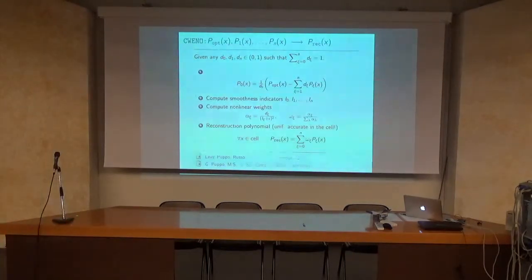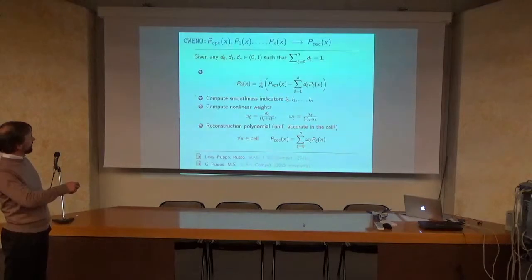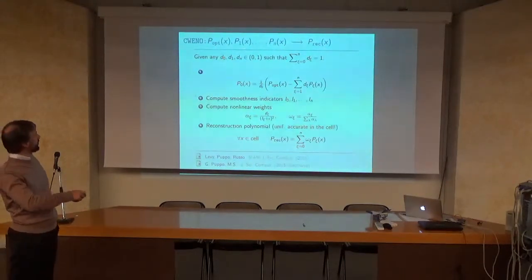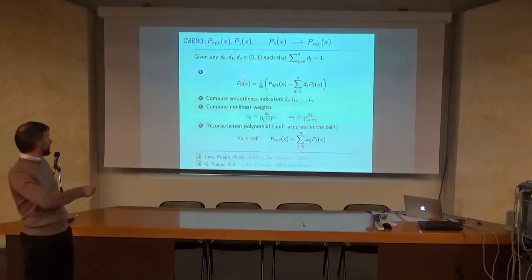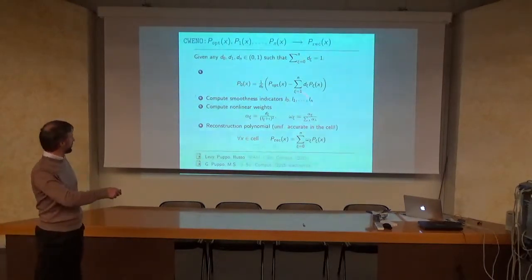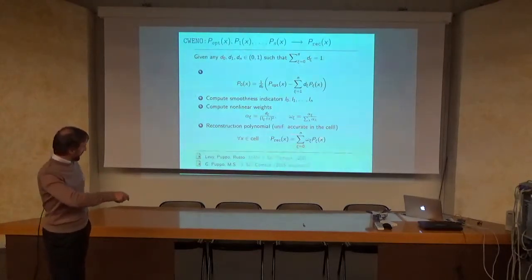Okay, so this is just a summary of the procedure. It looks exactly like CWENO. We have our optimal polynomial, other candidate polynomials. This is the definition of the P0, and then you compute smoothness indicators, you compute the nonlinear weights, and then you define this polynomial.